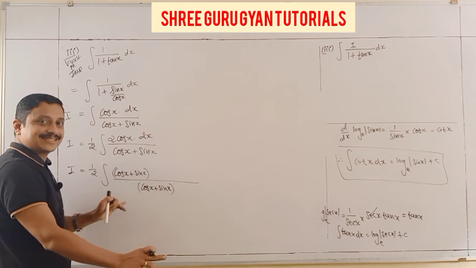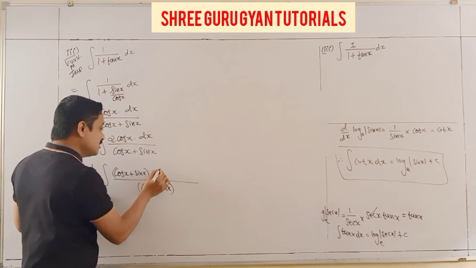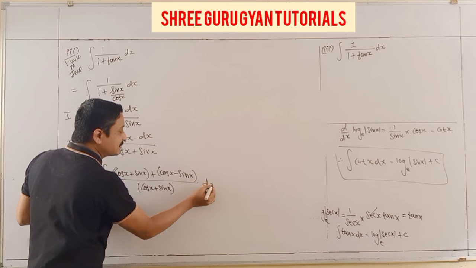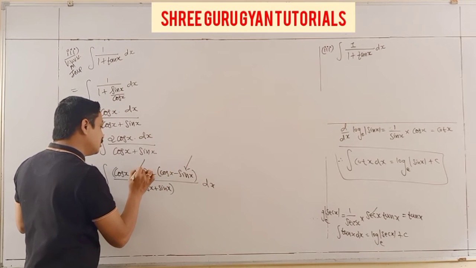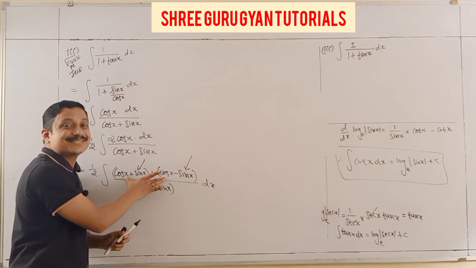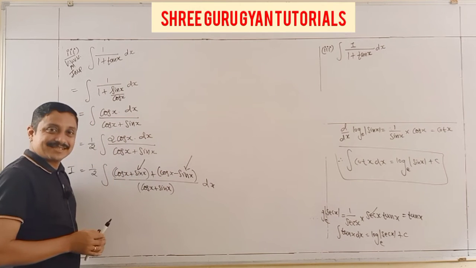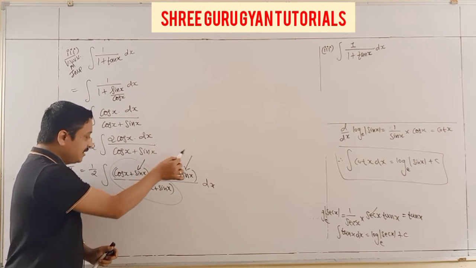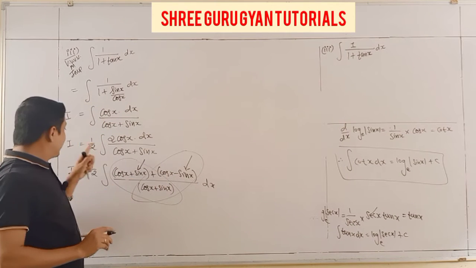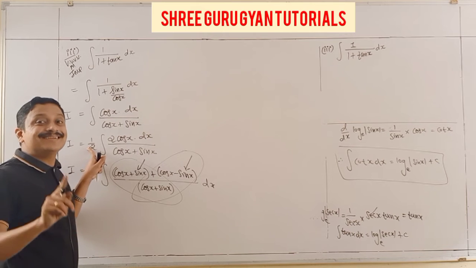This and that cancel, but I want 2 cos x. So here write cos minus sin x. Check, sin and sin cancel. What we have to see here is cos plus cos, which is 2 cos x. Now divide this and divide that, both separations. That's why I wrote multiplied by 2 and divided by 2.